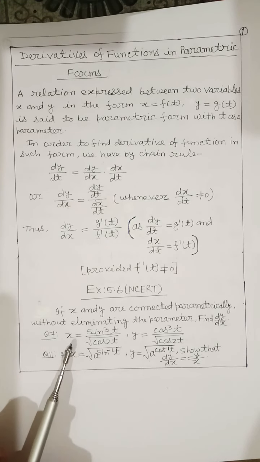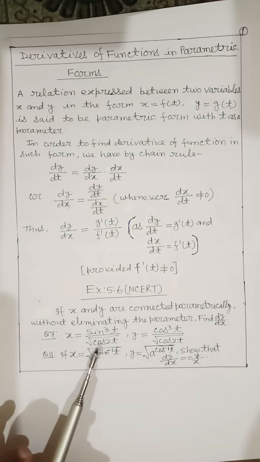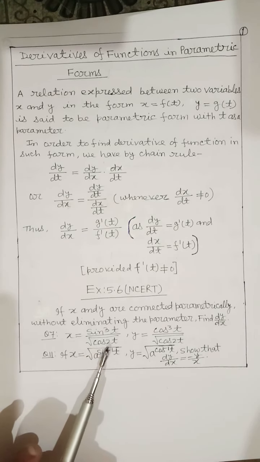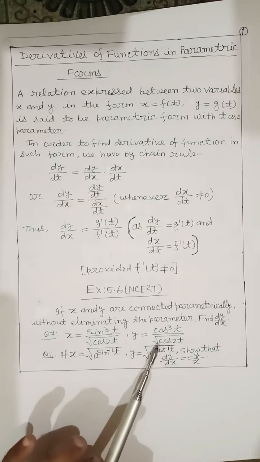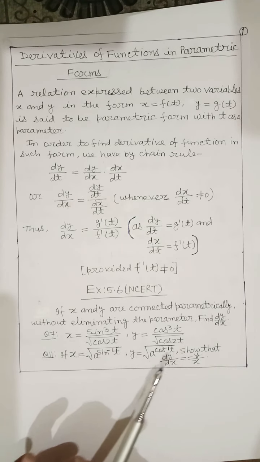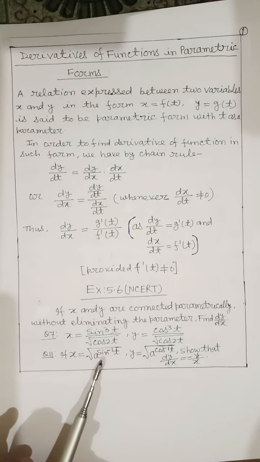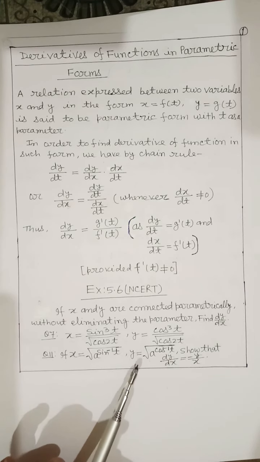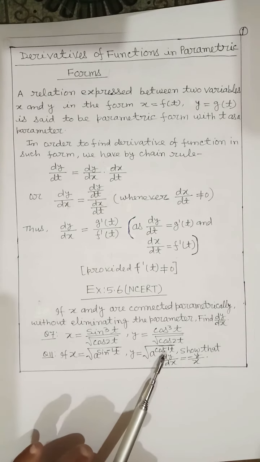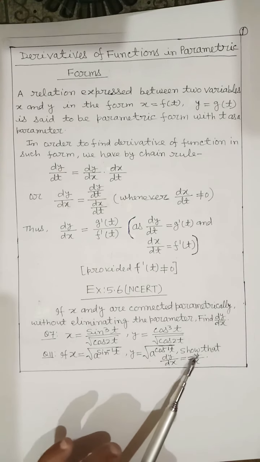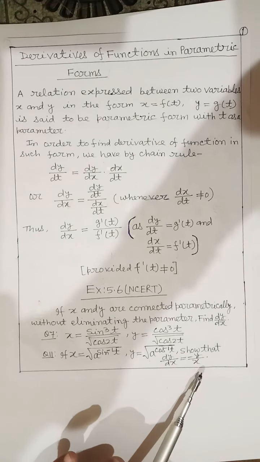Question number 7. x = sin³t / √cos 2t and y = cos³t / √cos 2t. Question number 11. If x = √(a^(sin⁻¹ t)) and y = √(a^(cos⁻¹ t)), then show that dy/dx = -y/x.